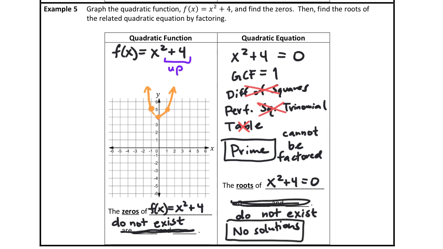Right, so that brings us to our last example. And so again, if there are any questions, you can bring them up in class and we can go over them.